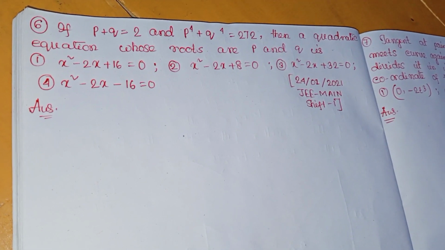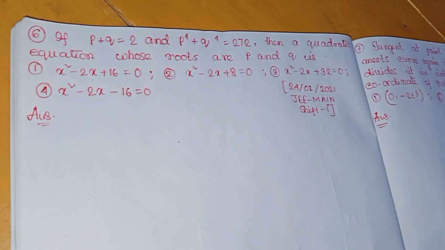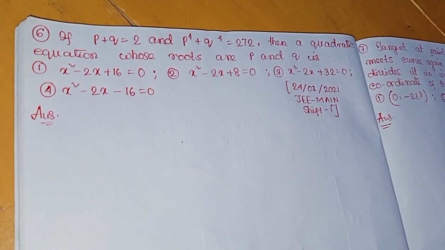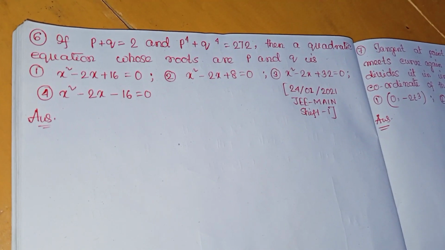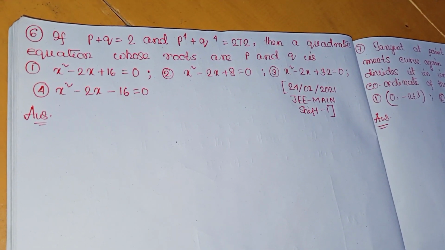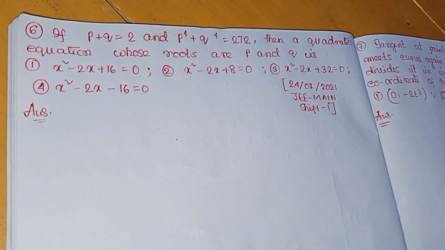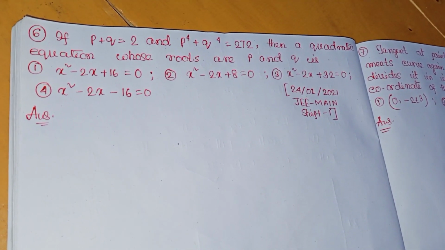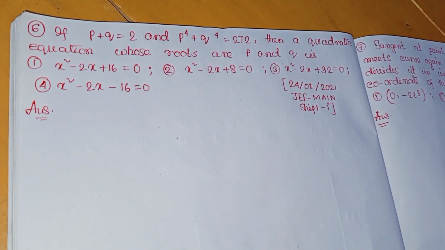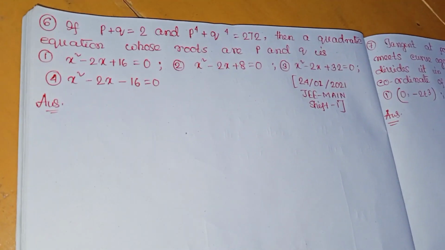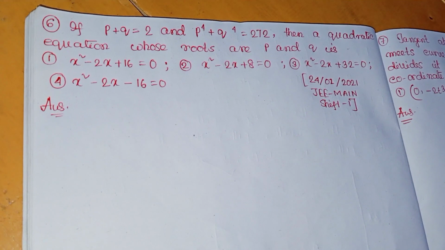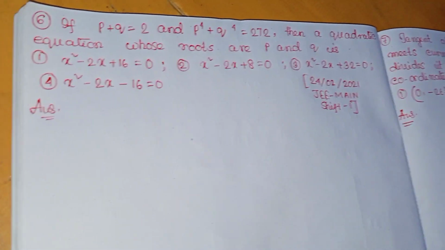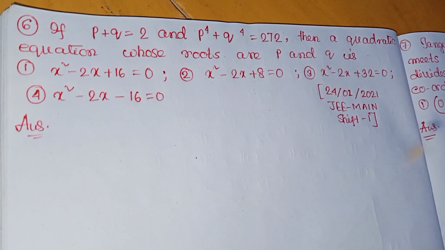Today we solve JEE Main 24th February 2021 Shift 1 question number 6. If p plus q is equal to 2 and p to the power 4 plus q to the power 4 is equal to 272, then a quadratic equation whose roots are p and q is, 4 options are given. This is the question in the house of quadratic equation, and it's a memory based question.